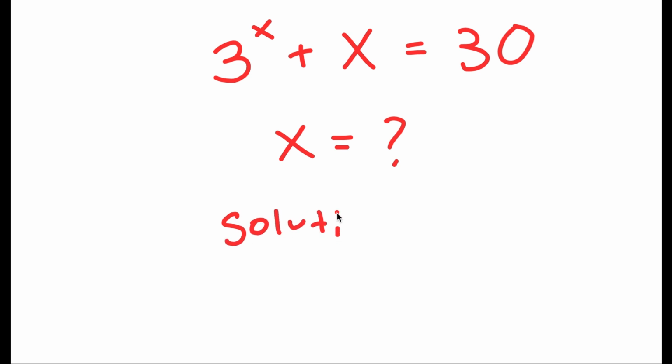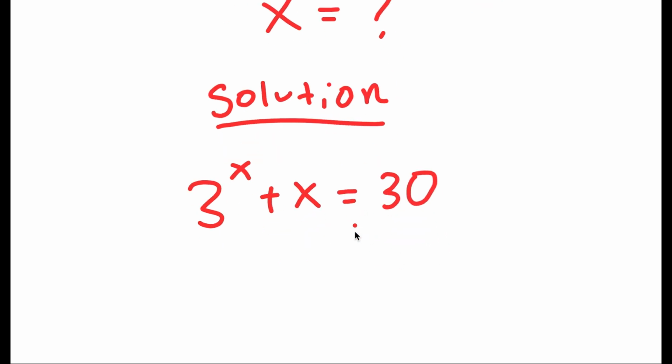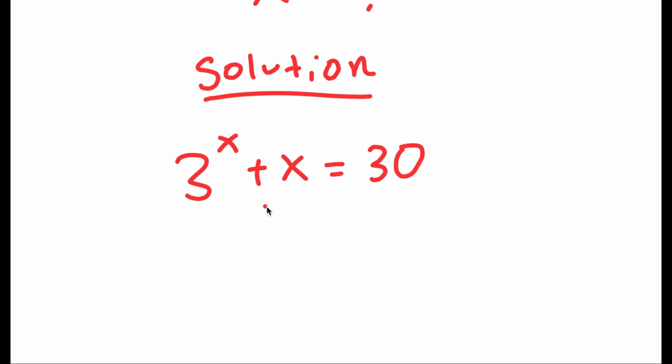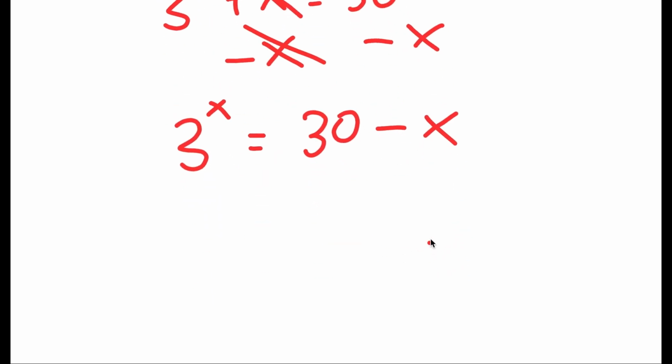So for my solution, I'm going to first start with my equation here. So 3 to the power of x plus x equals 30. And I'm actually going to subtract x on both sides. So now I have 3 to the power of x is equal to 30 minus x.